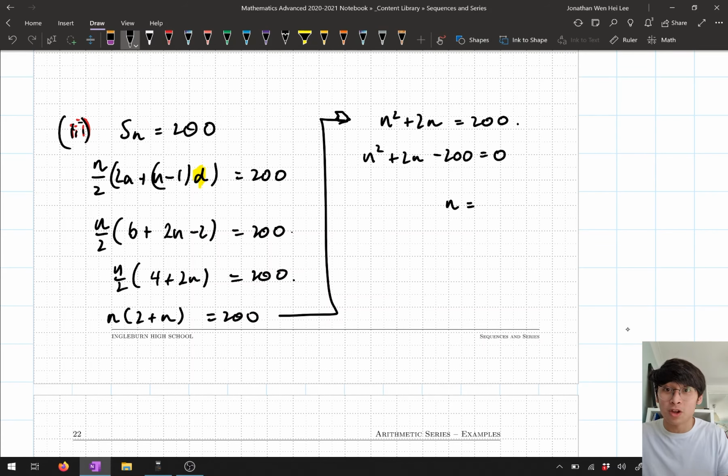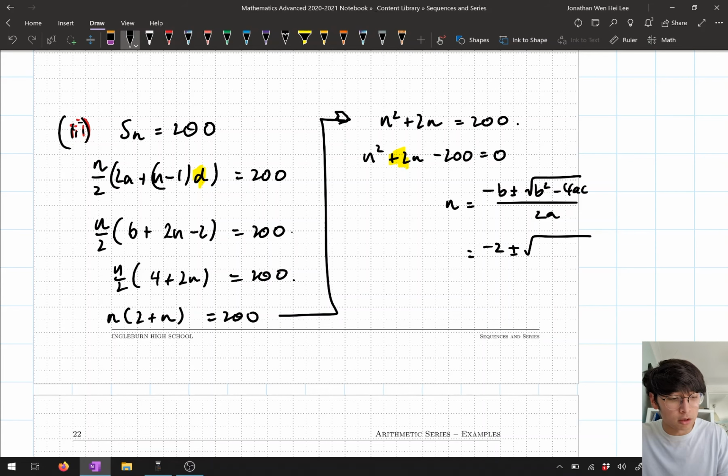So I'm going to use the quadratic formula, which is on your reference sheet, which is negative b plus or minus square root b squared minus 4ac over 2a. And so all we need to do is just sub in b, a, and c from this quadratic. B is just the coefficient of the n term, which happens to be 2. So this is going to give me negative 2 plus or minus square root 2 squared minus 4 times a, the coefficient of my n squared term, which happens to be 1, times the c, the constant at the end, negative 200, over 2 times 1. So a was 1.